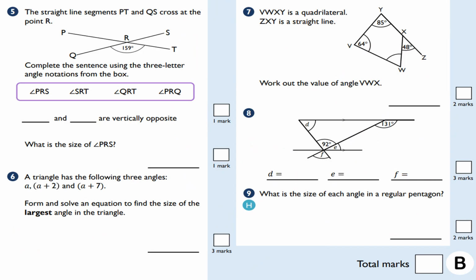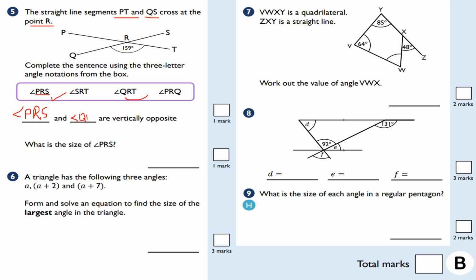This is question number 5. The straight line segments PT and QS cross at the point R. Complete this sentence using the 3-letter angle notations from the box. So QRT, it's this one here, so angle QRT, and PRS, so angle PRS, this one here, and so this one and this one are what we call angle QRT.